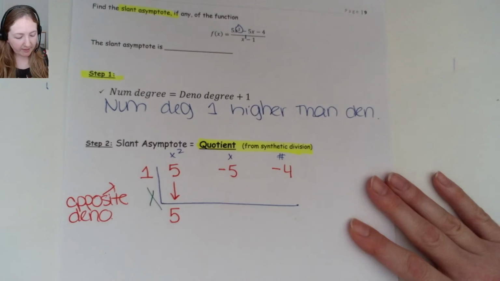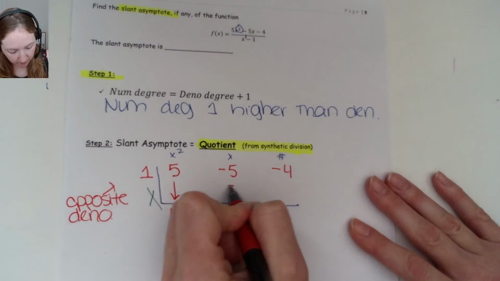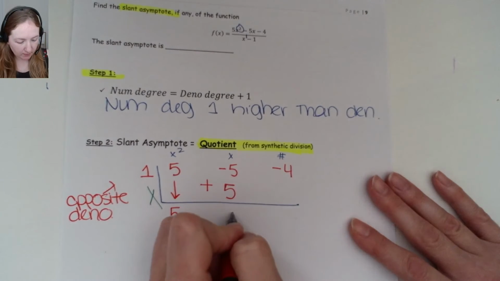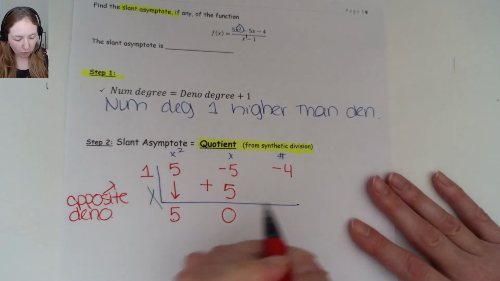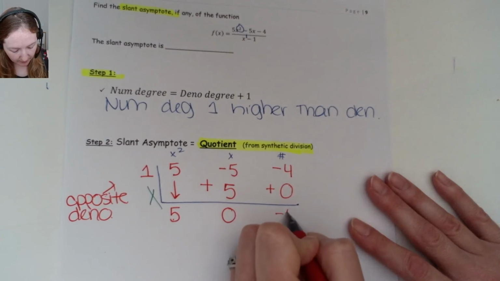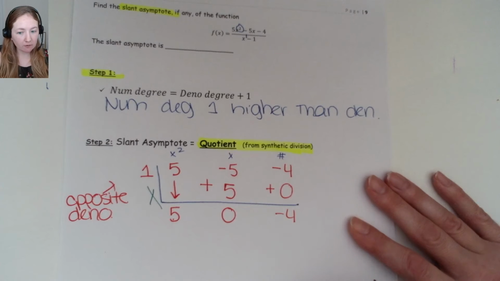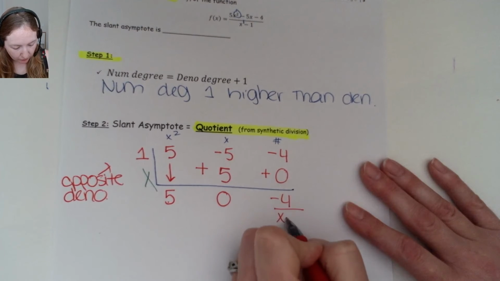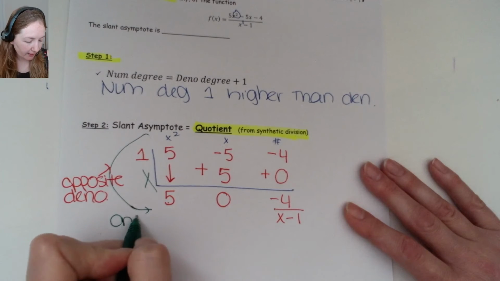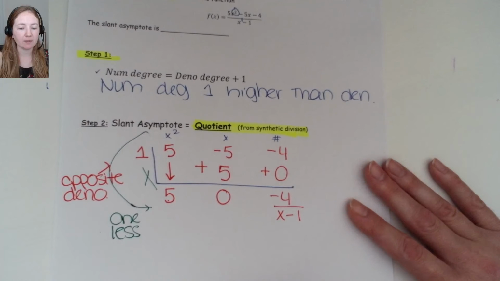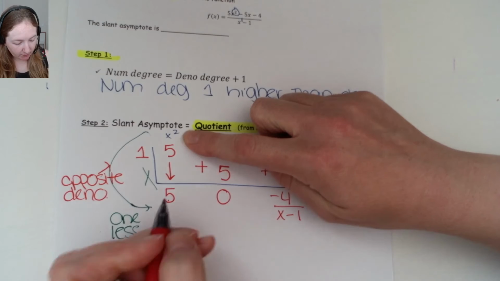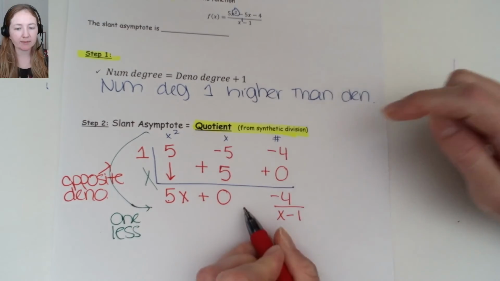And then multiplying diagonally. So 5 times 1 to get 5, and then add vertically to get 0. And then 0 times 1 to get 0, and then add vertically to get -4. Now remember, the -4 is the remainder, so that goes over x minus 1. And then to get our quotient part, we are going to have 1 less degree than what we had in the original numerator. So this will simply just be a 5x plus 0.